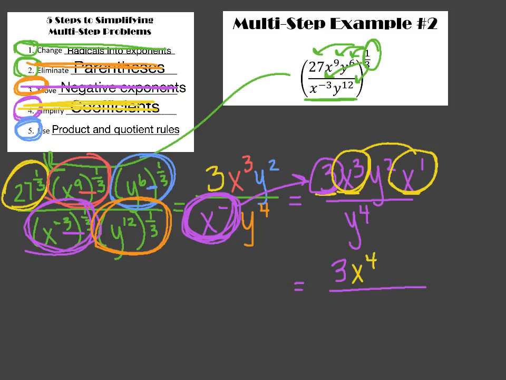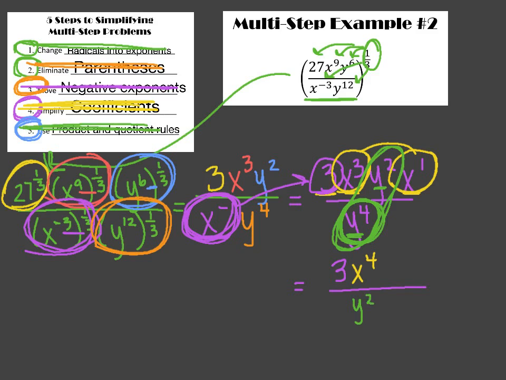Now I'm going to look at my other like bases, which I have a y and a y. When I look at them, they are being divided. They are on top of each other, so I know I have to subtract. This exponent of 4 minus the exponent of 2 gives me 2. And I know that my answer has to go where the bigger exponent was. The bigger exponent was on the bottom, so I'm going to put y to the power 2 on the bottom. And now I'm done with step number 5.